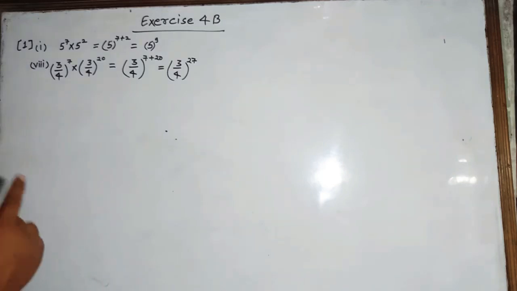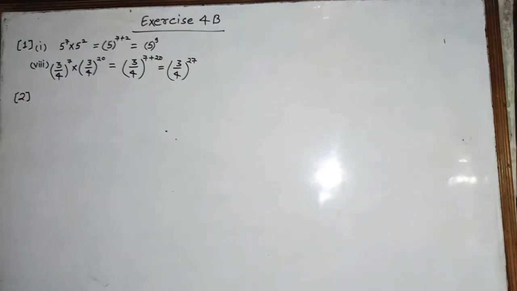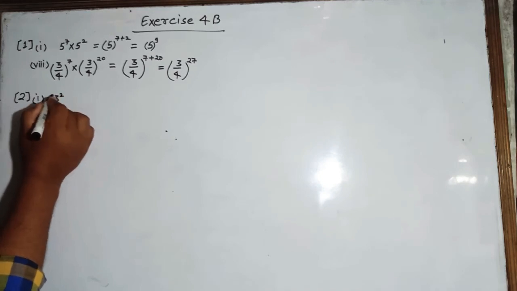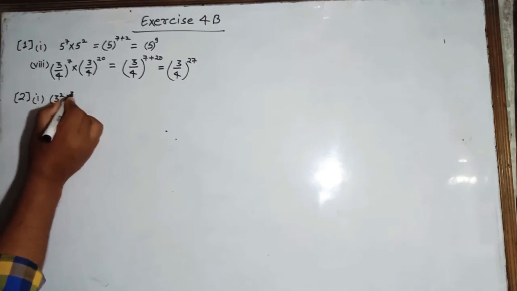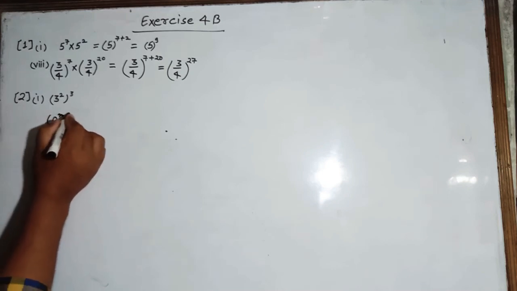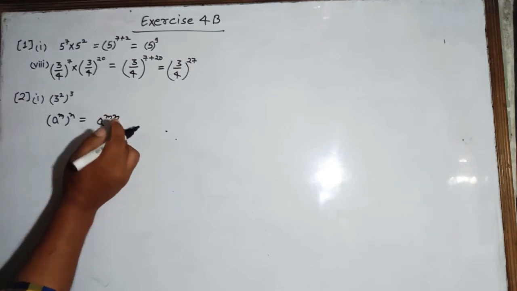Come to question number 2. Question number 2 is: simplify and express the result in exponential form. You have to simplify (3 to the power 2) to the power 3. Now you know that (a to the power m) to the power n is equal to a to the power m into n. Simply you are multiplying.